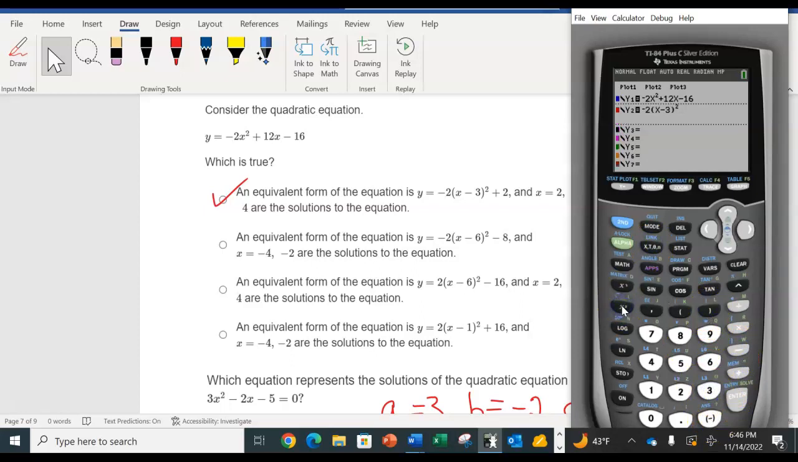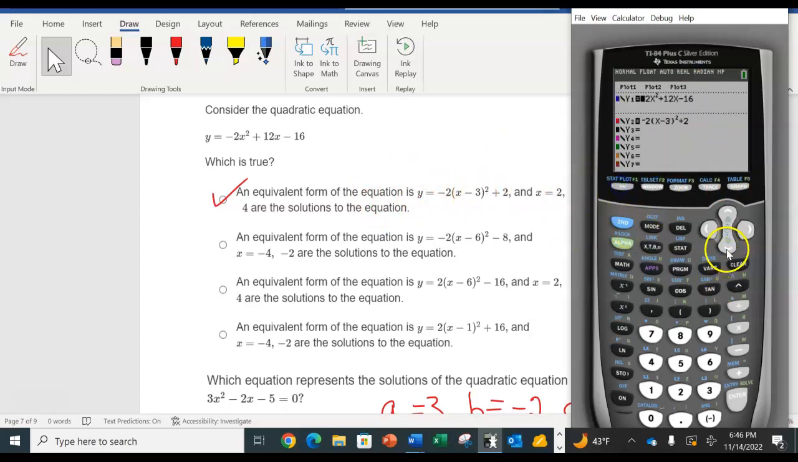Quantity squared, and then plus 2. So if these two equations are equivalent, this one's going to be on top of the other one. So you can see the red line just went right on top of the blue line. So that is an equivalent function.